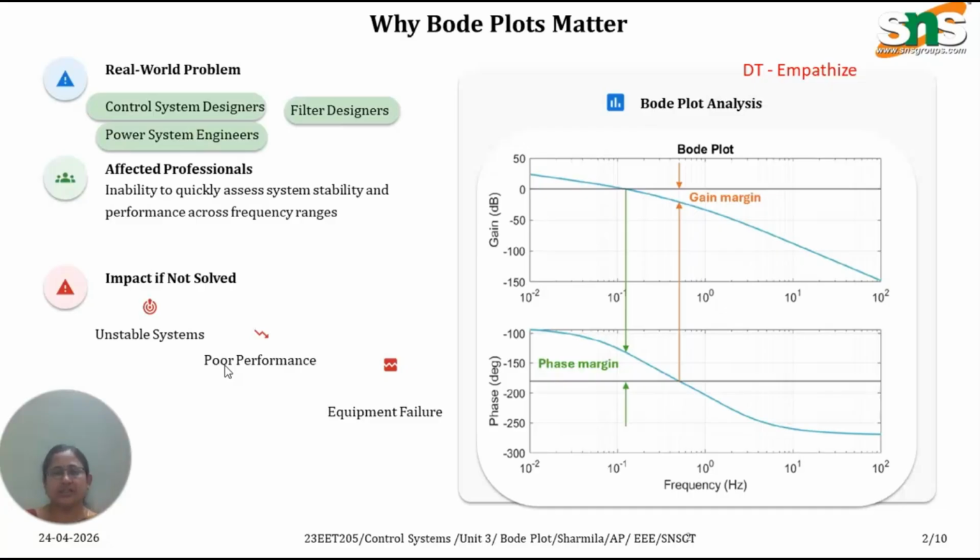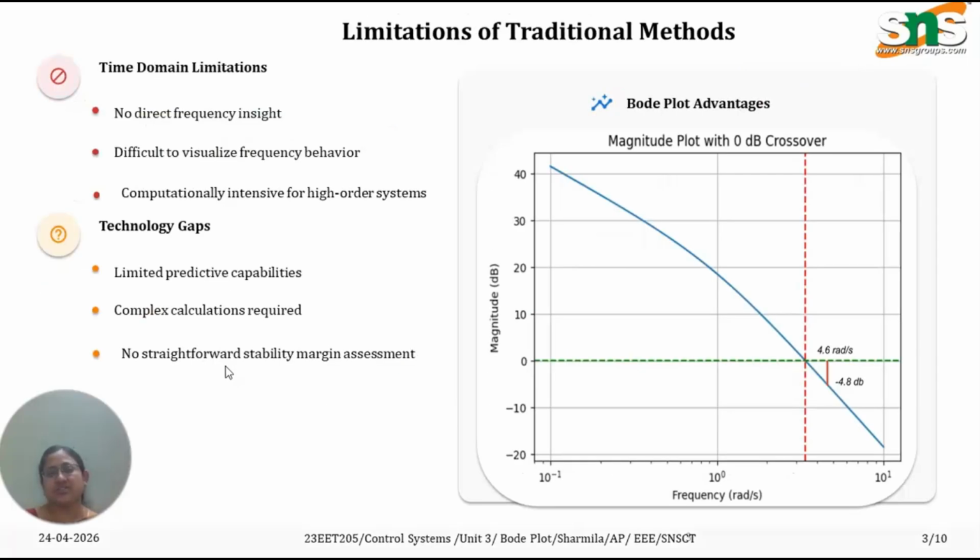Now let us see the limitations of traditional methods. Traditional time domain methods have several drawbacks. They are computationally intensive, especially for higher order systems. They do not clearly show how the system behaves at different frequencies. Also, assessing stability margins directly is difficult. Because of these limitations, engineers prefer frequency domain techniques like Bode plots.